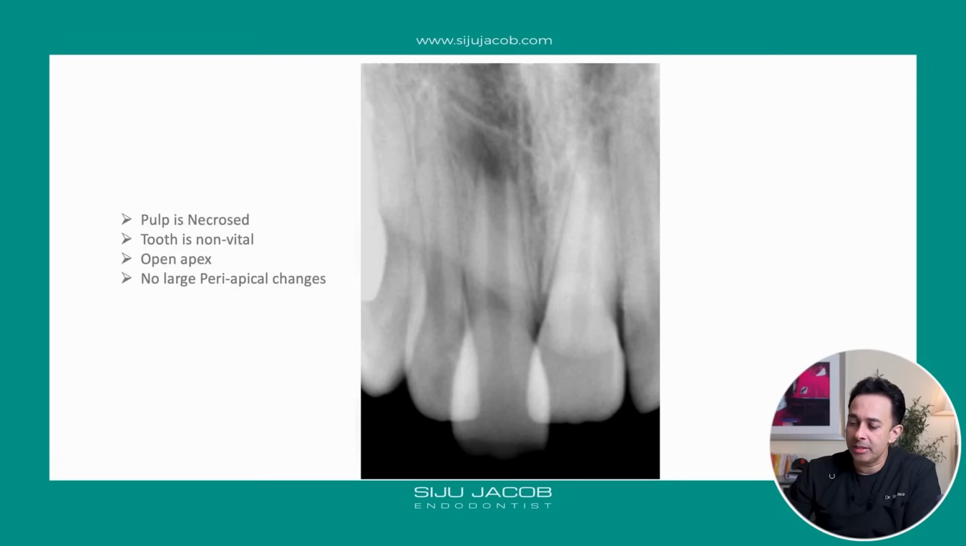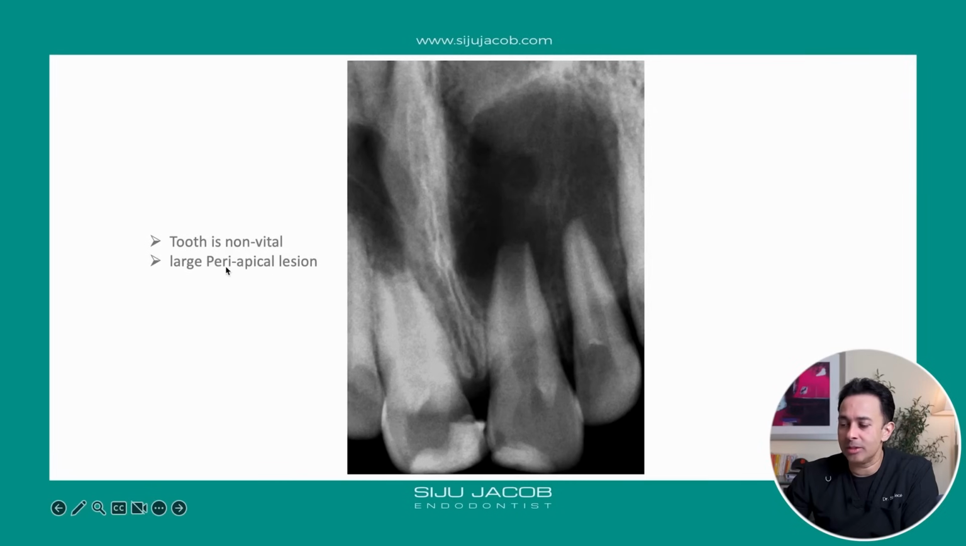The next scenario is where, again, the patient reports to the clinic, and when you do a pulp test, you find the pulp is completely non-vital, which means it's necrosed, and the tooth is non-vital. The apex is large, and there are not a lot of periapical changes. You can kind of see a lesion, but it's not that big a lesion. So this is the second scenario.